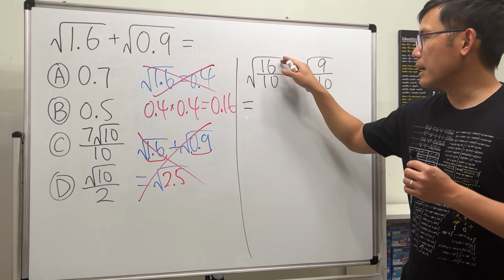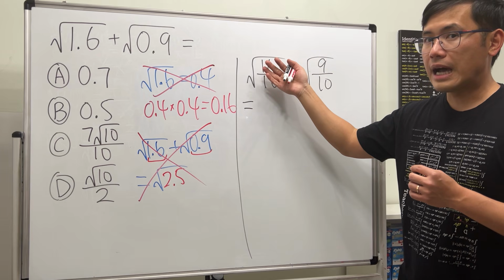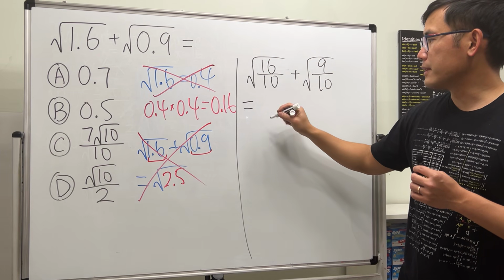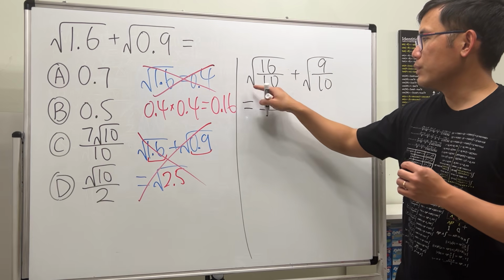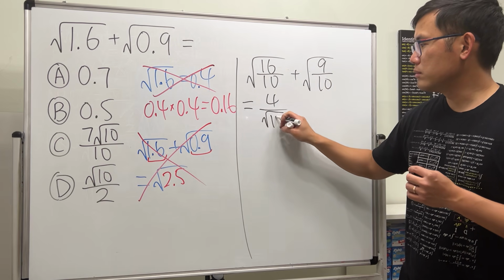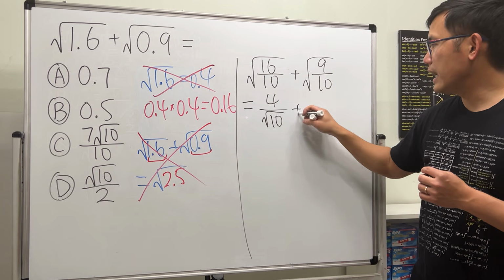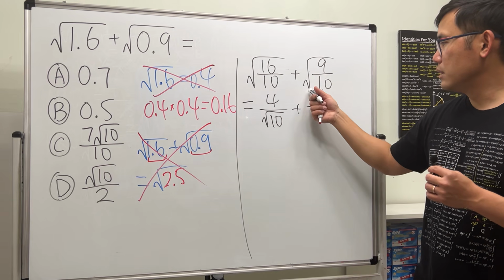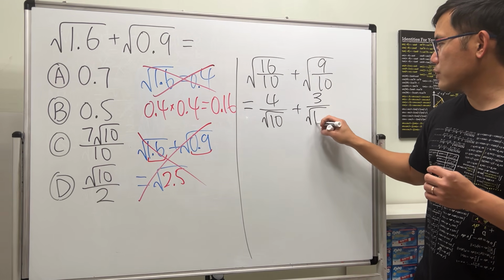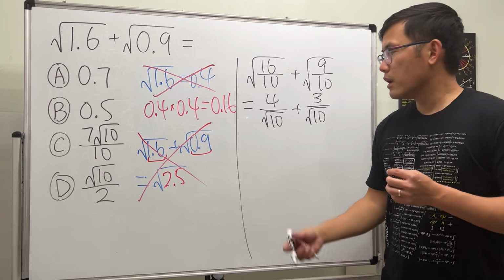Especially since they are just positive, we can just do square root of the top and square root of the bottom. So we'll just have square root of 16, which is 4, and then we do square root of 10, and just keep it for now. Likewise, for this, we add square root of 9, that's 3, over square root of 10. It's not a perfect square, again, just leave it.